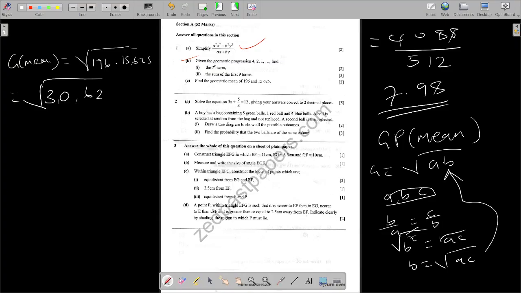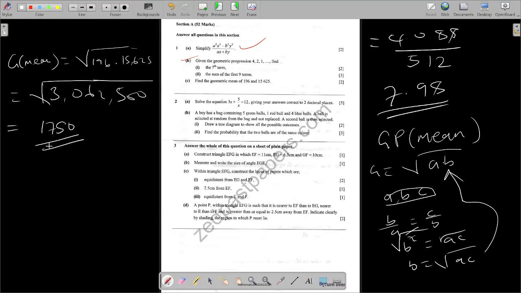Let me write it in a proper way. So you have the square root of 3,062,500. The square root of 3,062,500 is 1,750. So this is our answer.